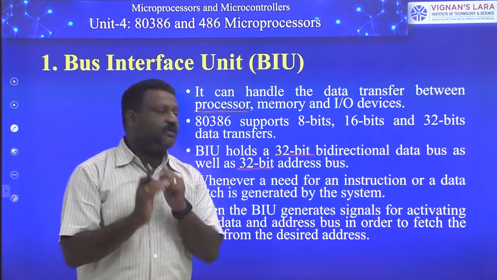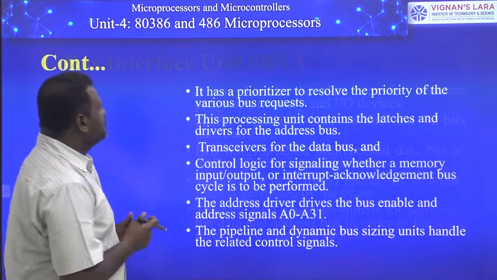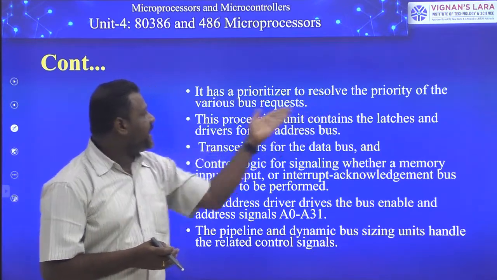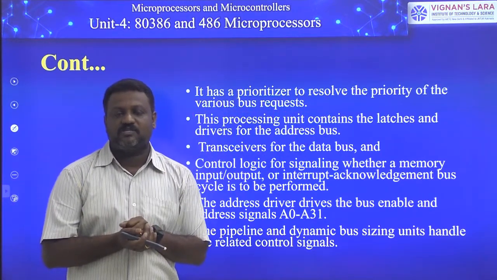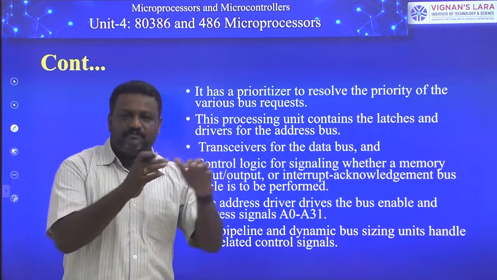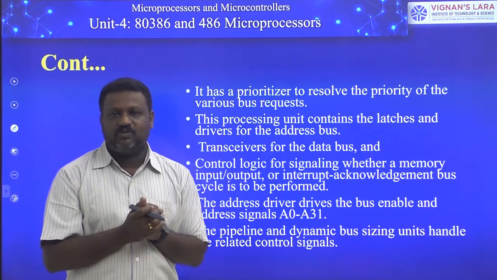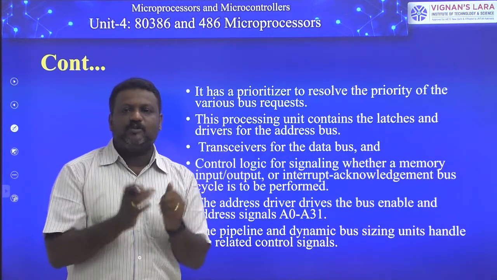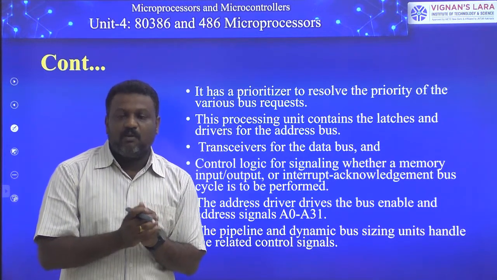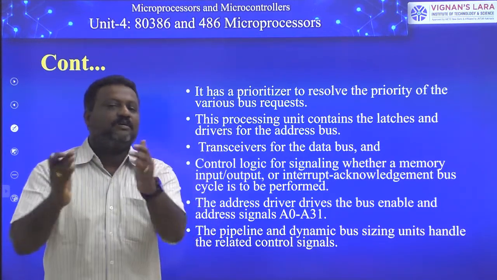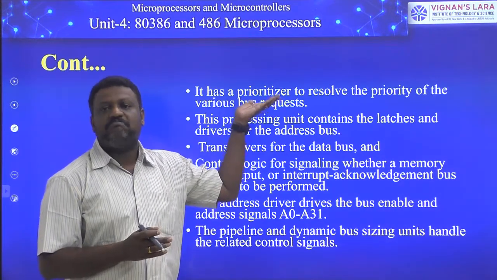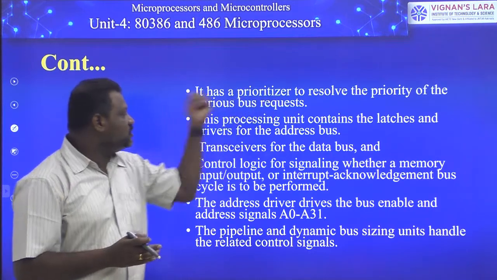Then it will go and read data from my selected location or device with the help of this bus interfacing unit. Fine. And coming to the next thing, it has a prioritizer to resolve the priority of the various bus requests. Because there are different requests that will be received by the BIU from the internal structure of the 80386, out of all those requests it will assign some priority order and act accordingly. The signals needed for communicating with the external world can be activated by your bus interfacing circuit. So, that's the use of this.